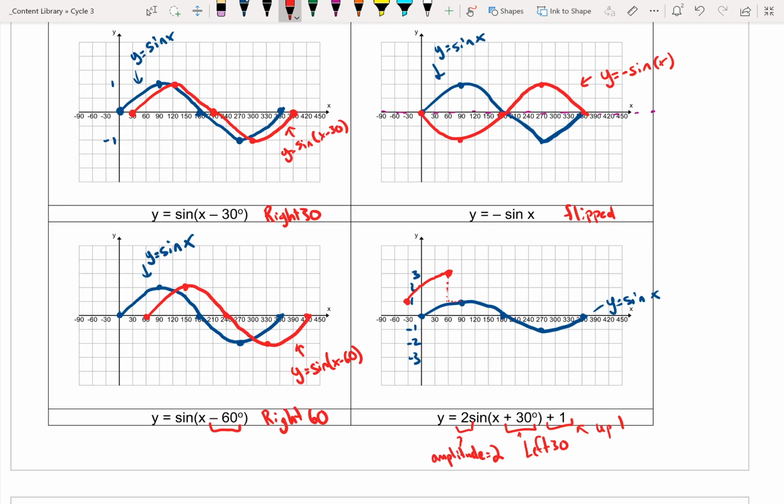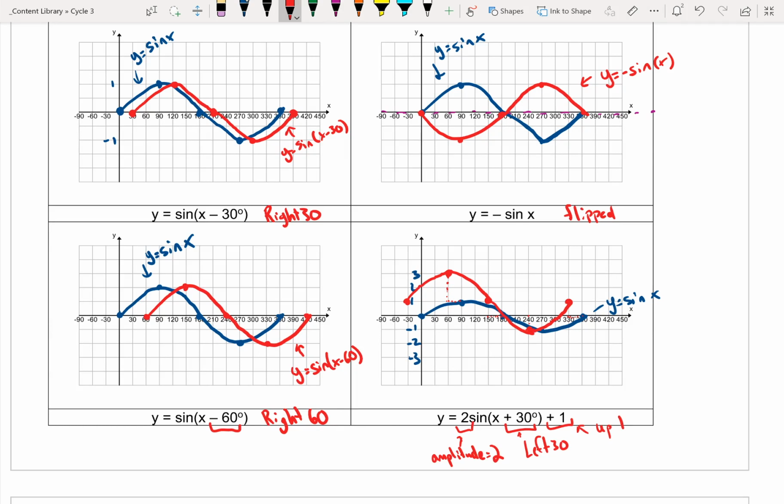This next point is a midpoint, so I don't have to do anything other than move it to the left 30 and up 1, because now it comes back down. This 270, again, to the left 30, up 1. But again, to apply that amplitude, I need to move it down 1, because that amplitude needs to be 2. And finally, our last one, we go back 30, up 1.